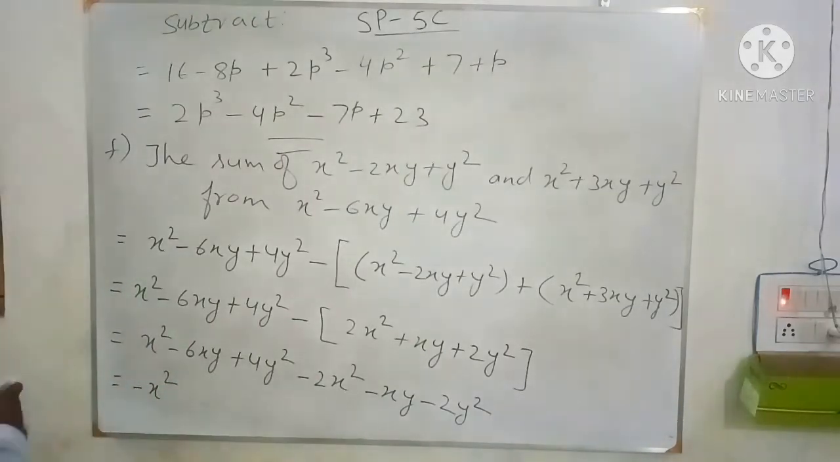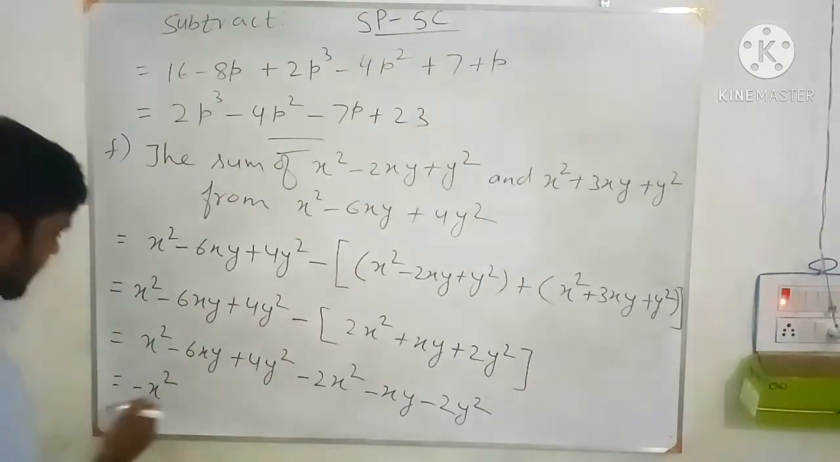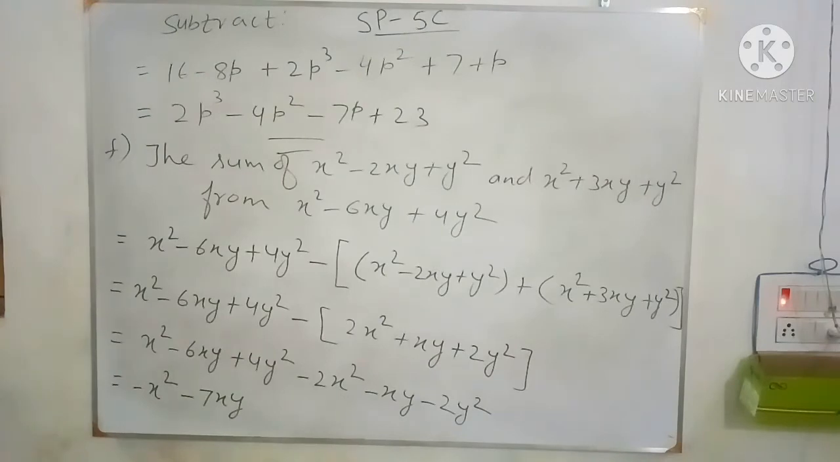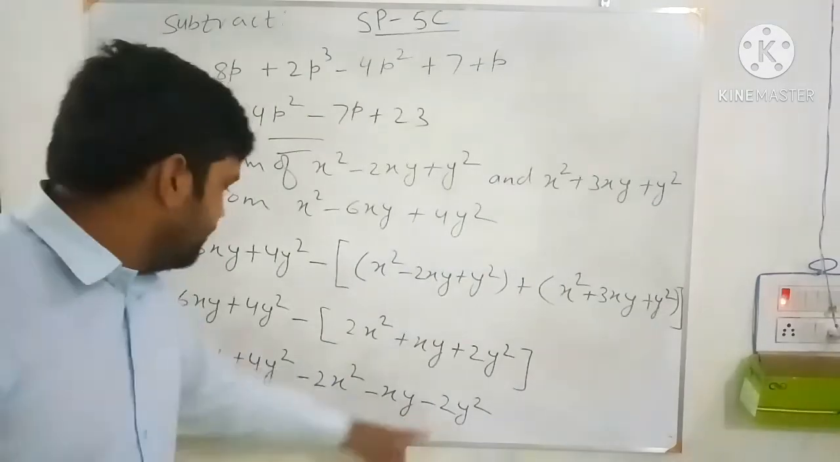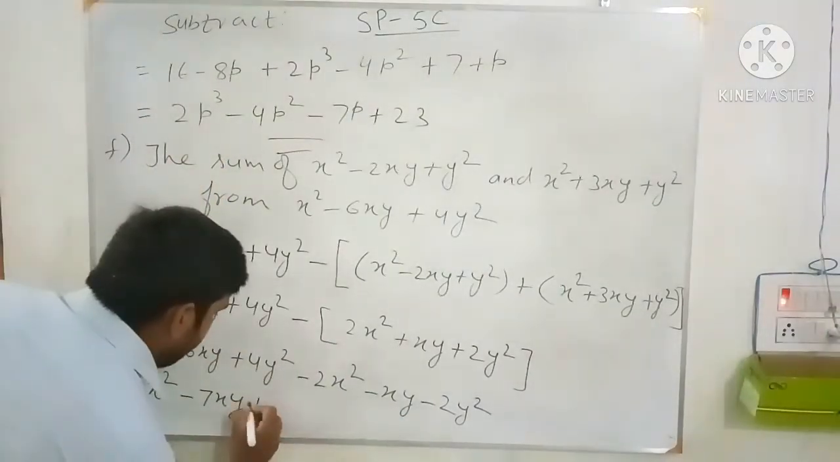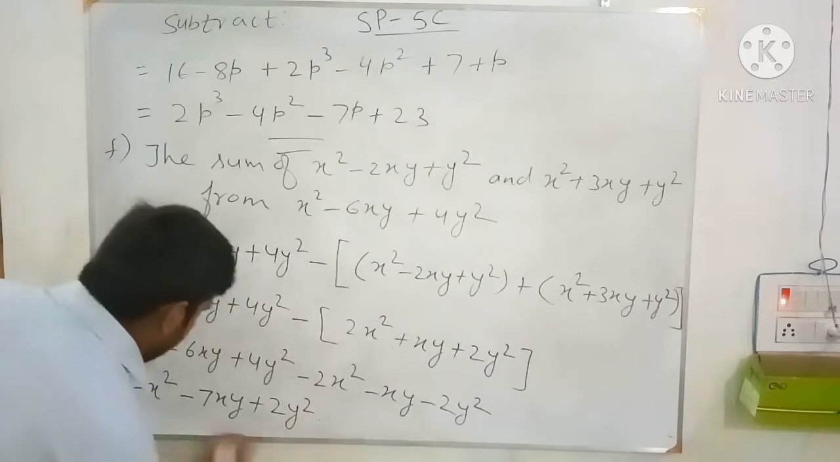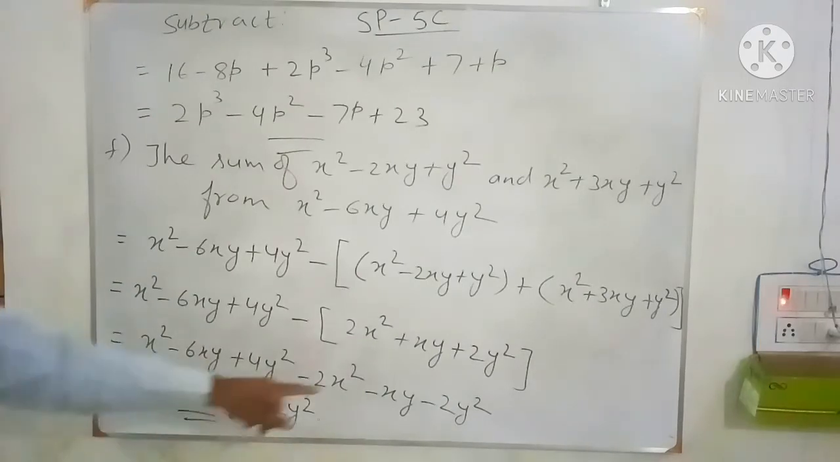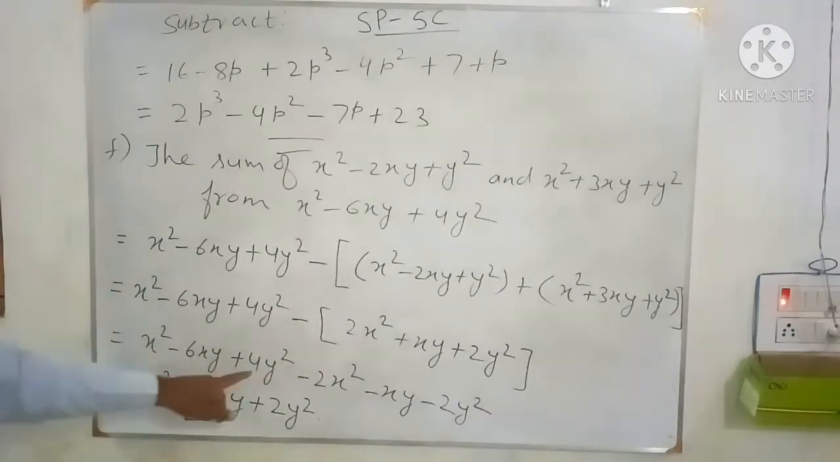Now minus 6xy and minus xy give minus 7xy. Now plus 4y square minus 2y square gives you plus 2y square. So this is the final answer. So see, plus x square minus 2x square gives you minus x square. Minus 6xy minus xy gives you minus 7xy. Plus 4y square minus 2y square gives you plus 2y square. So this is the final answer which we got. Now we move to question number 5.